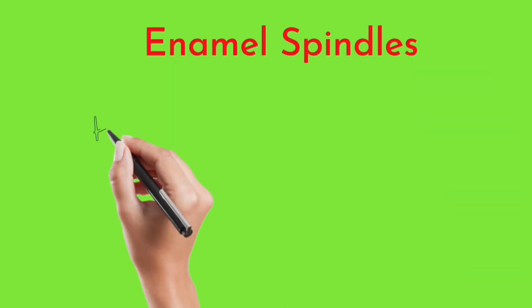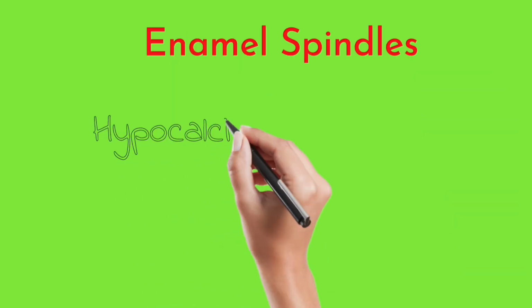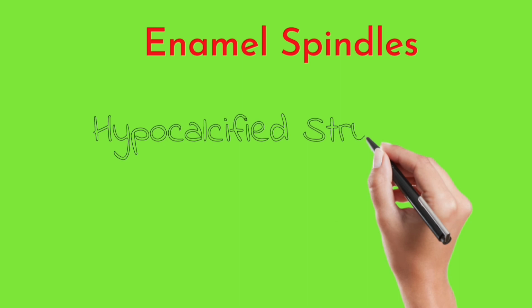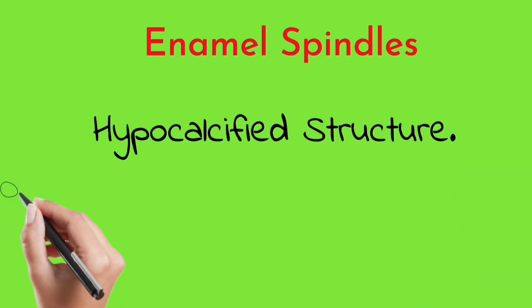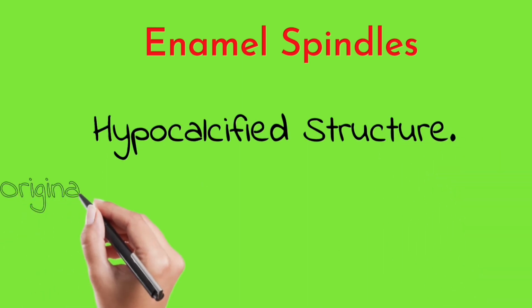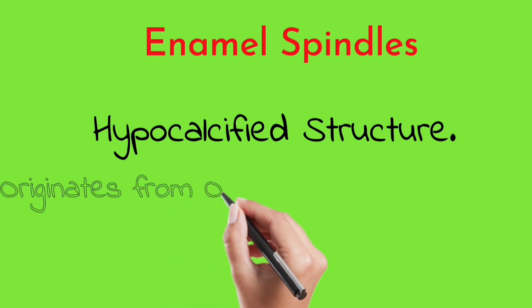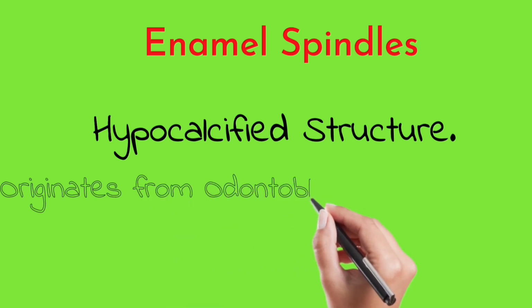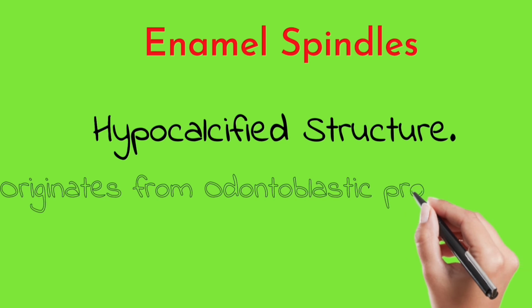Now, moving on to the next part, we have enamel spindles. Also, enamel spindles are hypocalcified structures. Okay, they are hypocalcified structures and they mainly originate from the odontoblastic process. So, friends, do you know what the odontoblastic processes are?